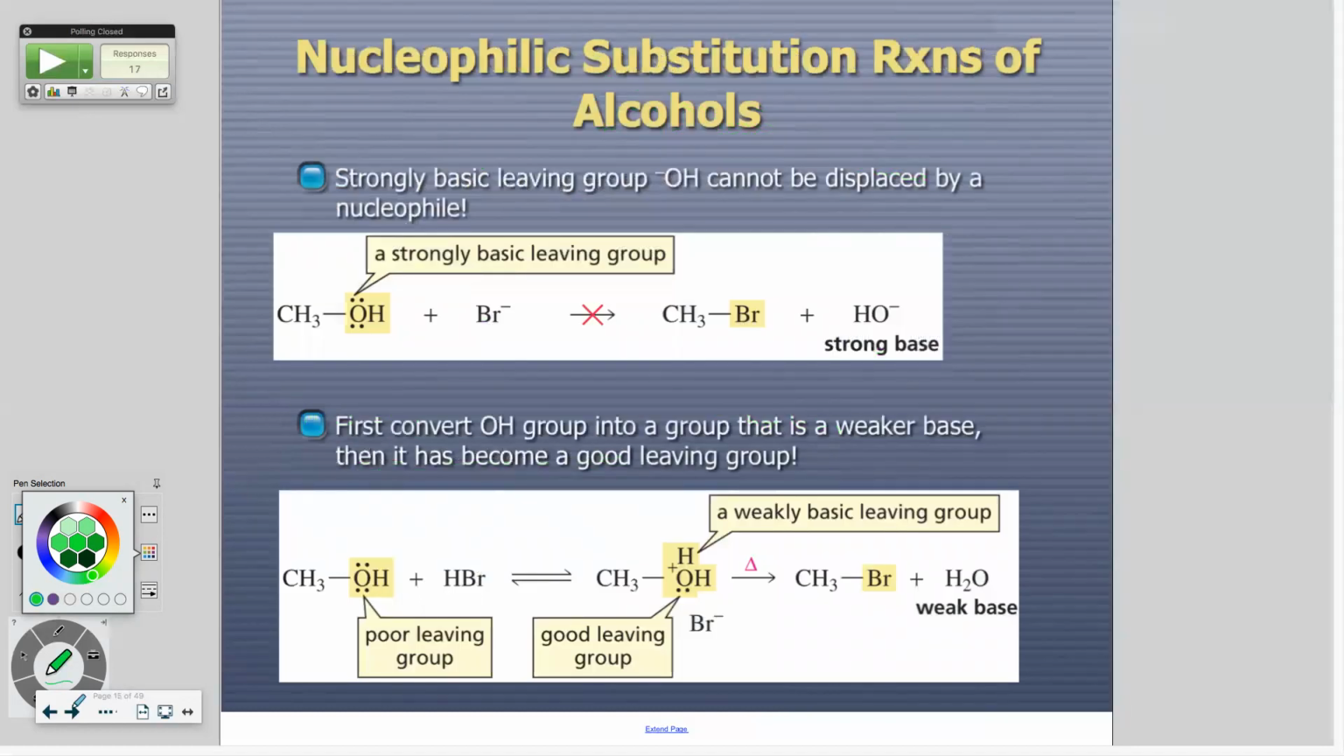Okay, so here is a strongly basic leaving group, OH. It cannot be displaced by a nucleophile. Notice there's this big X right here. There, I made it bigger. So first we convert it to the alcohol, and let me write it out just so that we get a little protonation practice. How about that? Remember that we're reaching out and grabbing the H plus off.